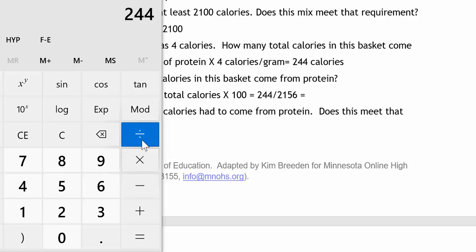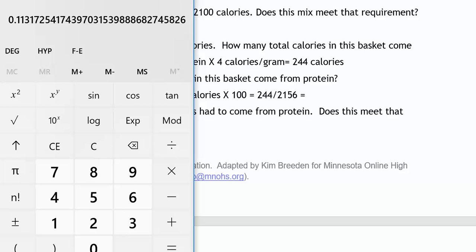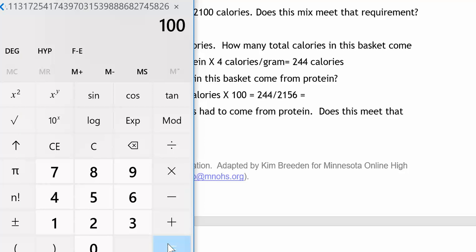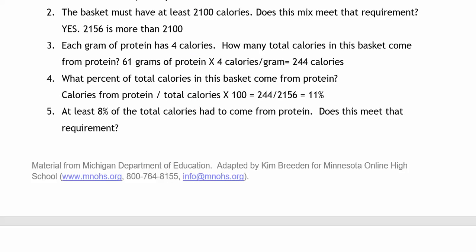244 calories from protein divided by 2,156 calories total equals 0.113. That's a decimal. Move it 2 places to the right or multiply by 100. Tells us that 11% of our calories come from protein. The organization says that at least 8% of the total calories has to come from protein. Does this meet that requirement? Well, in number 4, we found that 11% came from protein. So yes, 11% is bigger than 8%, which was their minimum.